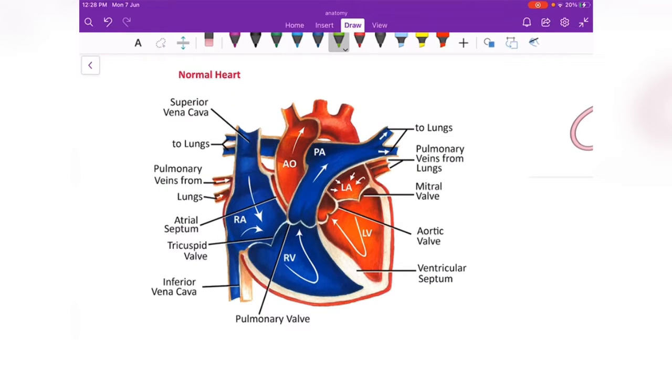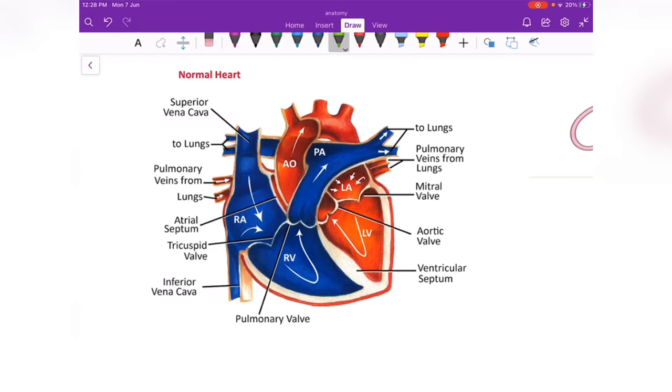So now the heart, by cardiac looping, has reached the shape of the human adult heart. The next step is the formation of the heart chambers. And how are the chambers formed? It's by the development of the septa and the valves.